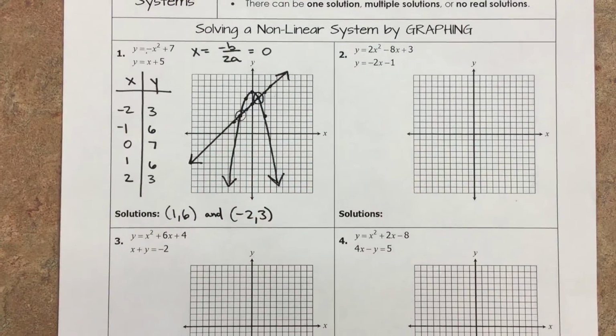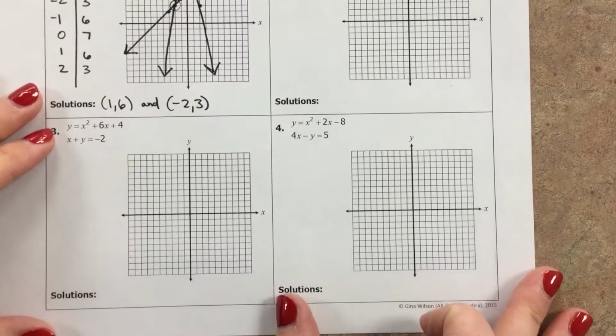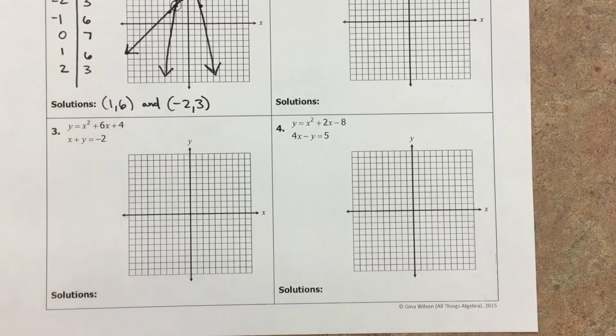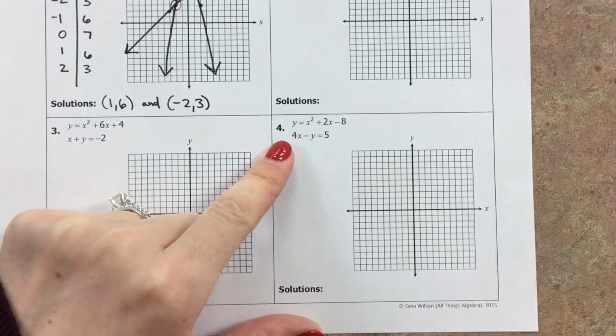Okay, so that's how that works. Graphing is nothing new. All we're doing here is we are looking for the intersection points. So let's now look at number 4. All right, so this one, y equals, we've got a parabola right here.